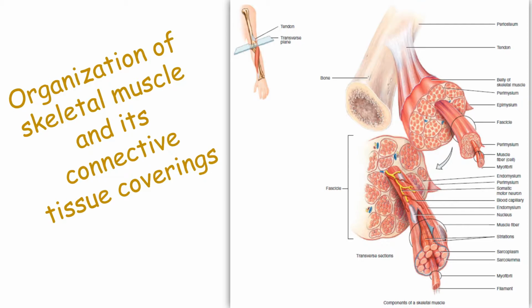Three layers of connective tissue extend from the fascia to protect and strengthen skeletal muscle. Epimysium is the outer layer encircling the entire muscle. It consists of dense irregular connective tissue. The second one is the perimysium.